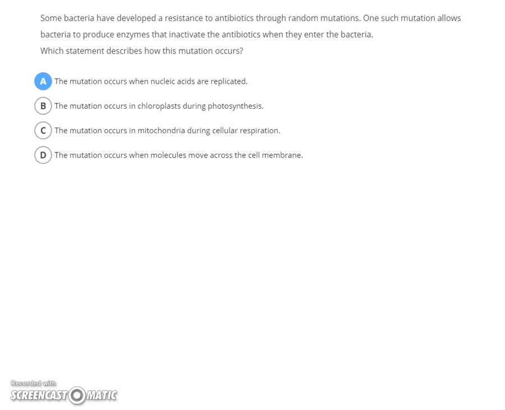Alright, we're picking up with question 13 on the biology practice air test. This question is about bacterial resistance to antibiotics, and the question really is about the mutations themselves. It says random mutations lead to this immunity, or this resistance. Which statement describes how this mutation occurs? So how do mutations happen?